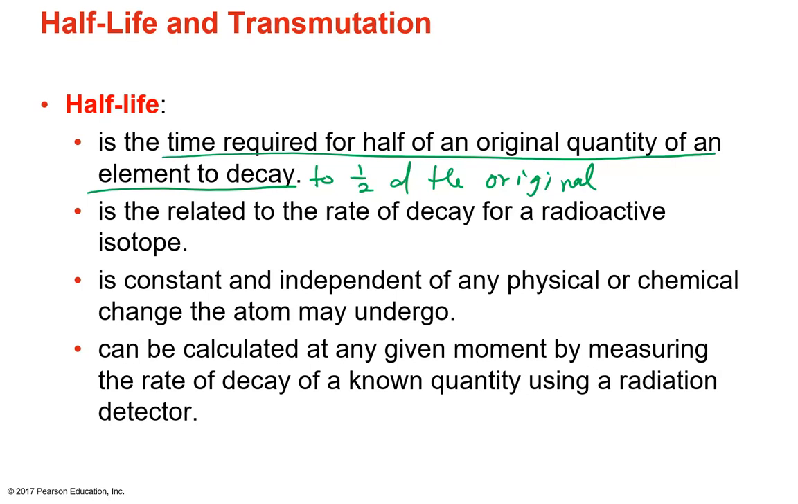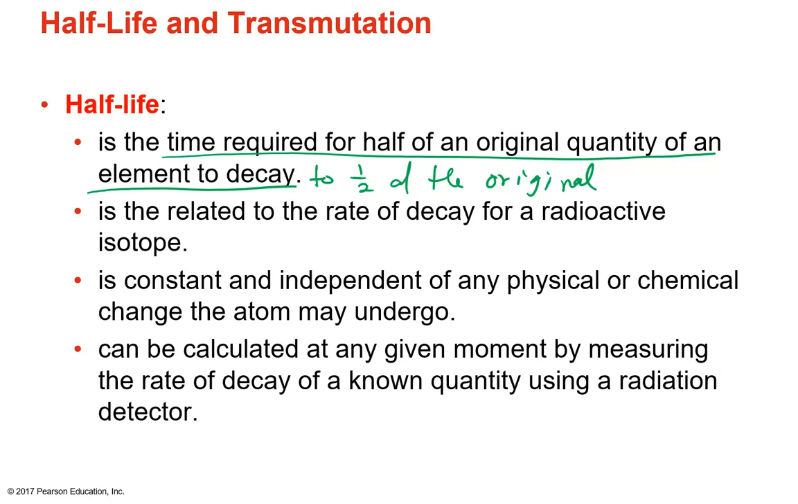So if I start with 100 kilograms of a radioactive substance and it has a half-life of 1 hour, how much mass of undecayed atoms do I have after an hour? 50. Okay, and if I go another hour, how much do I have? 25, because it cuts it in half every hour.